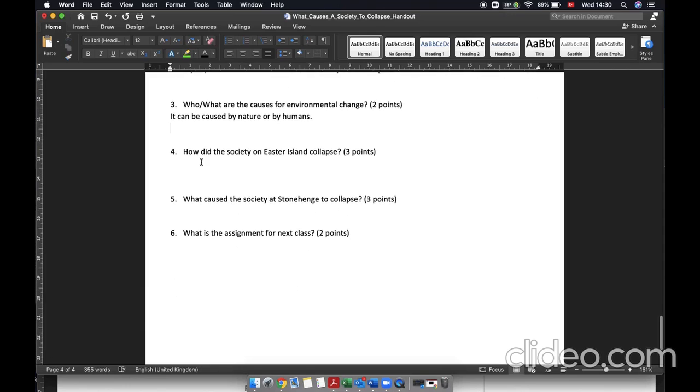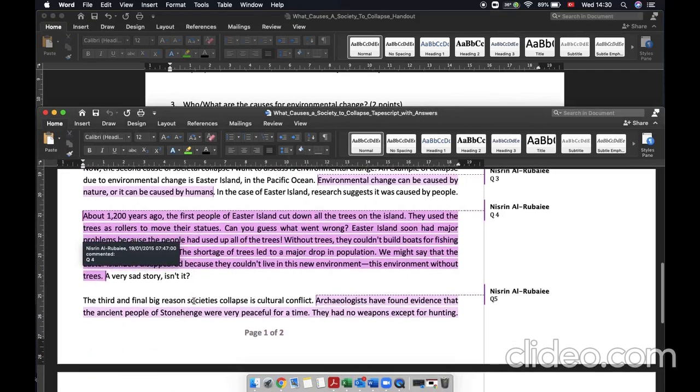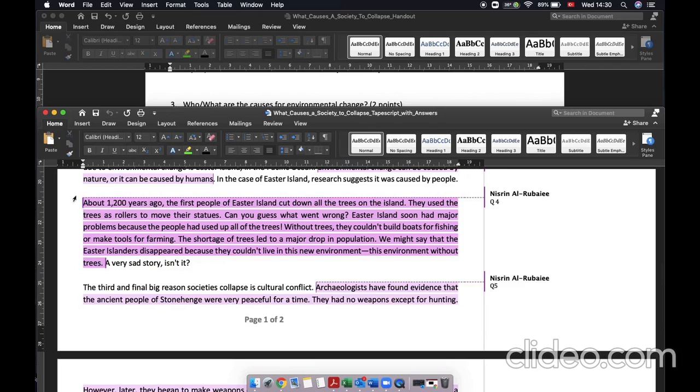And fourth one, how did the society on Easter Island collapse? Let's check here. About 1,200 years ago, the first people of Easter Island cut down all the trees on the island. They used the trees as rollers to move their statues. Can you guess what went wrong? Easter Island soon had major problems because the people had used up all of the trees. Without trees, they couldn't build boats for fishing or make tools for farming. The shortage of trees led to a major drop in population. We might say that the Easter Islanders disappeared because they couldn't live in this new environment without trees.